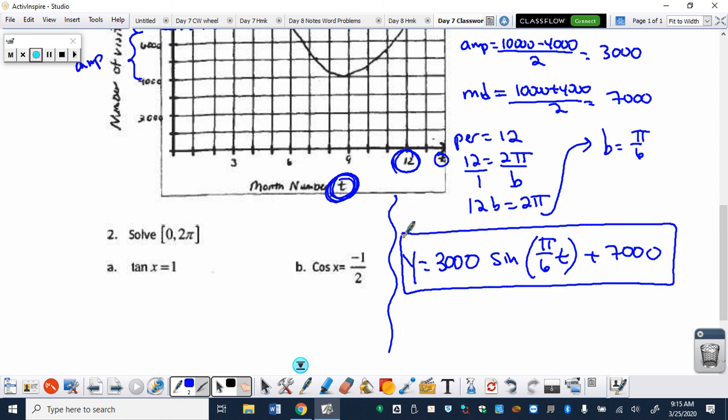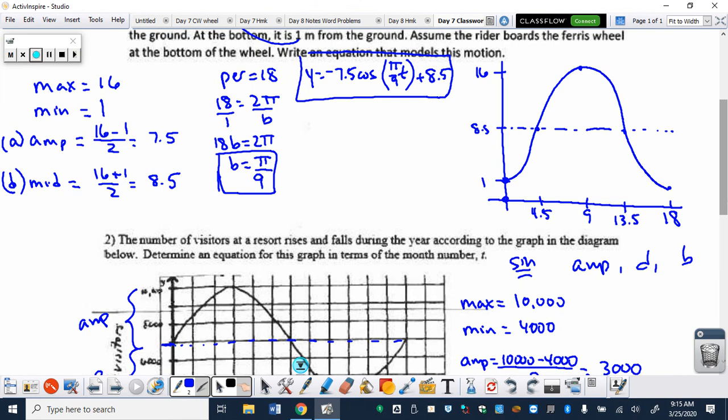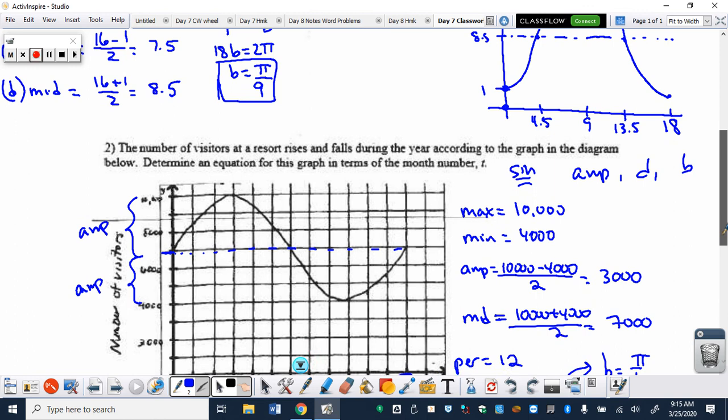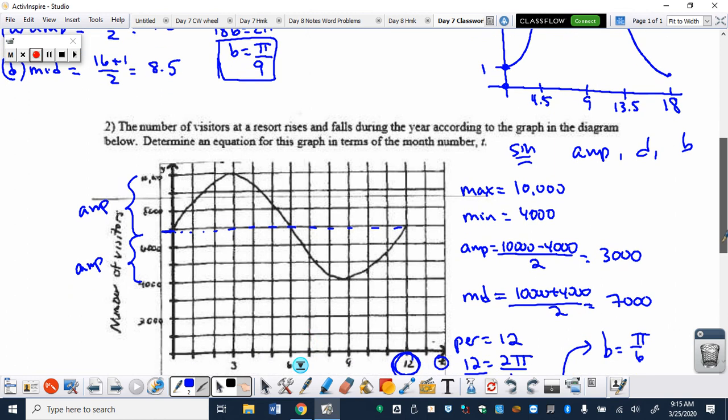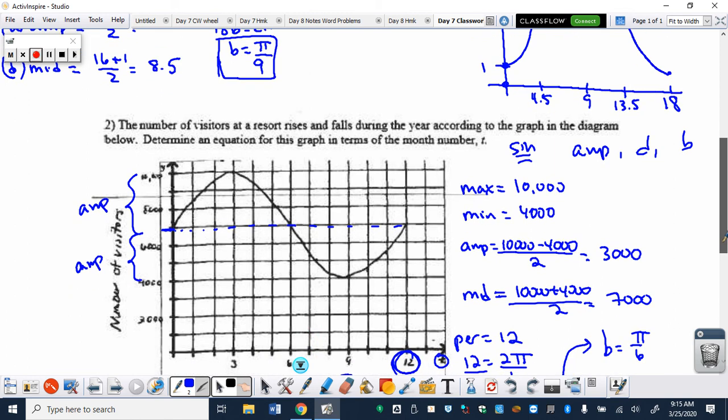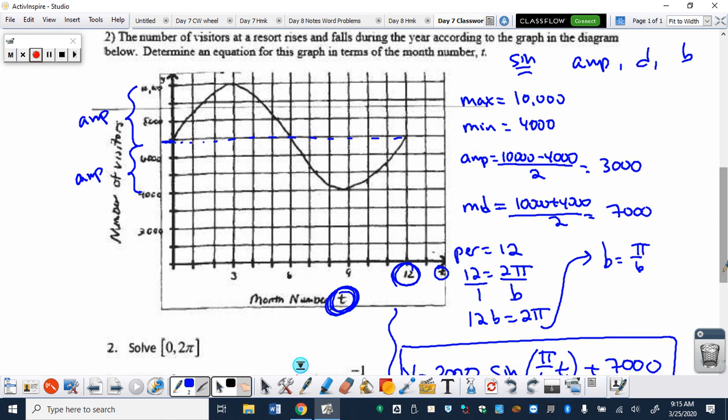So we have two examples. The first example was a word problem, and we got all of our information from the word problem. The second example was a graph, which is also a word problem, but we got our information from the graph. There are several ways of getting the amplitude and the midline. Really make sure that you're paying attention to the period and how to use period to find frequency.